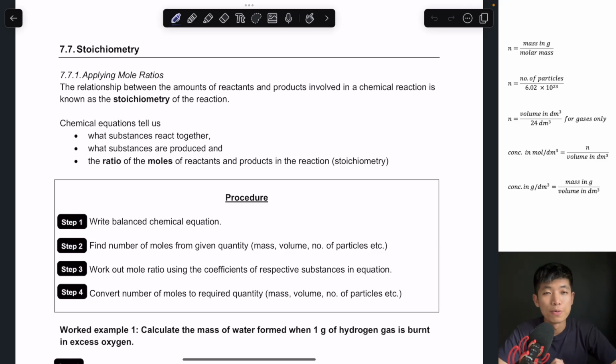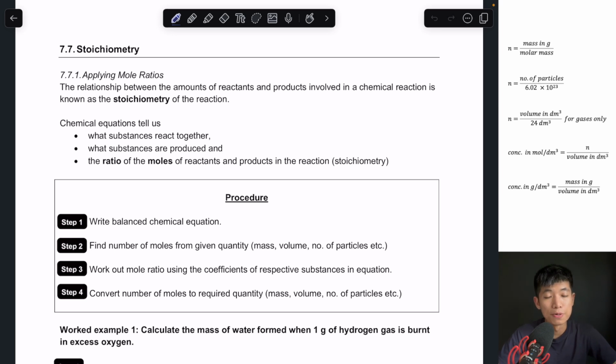Hi everyone, in this video we're going to look at how to do stoichiometry. Before we continue, make sure you are familiar with all the different formulas, including how to convert between moles and masses, moles and volume, moles and concentration. This video will cover the examples in your notes and it is organized in 3 sections.